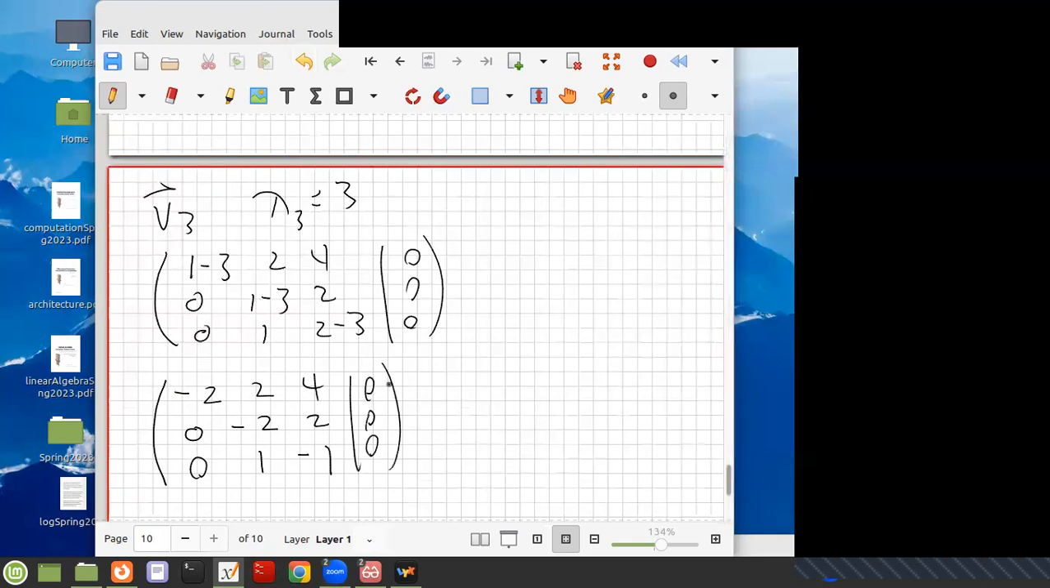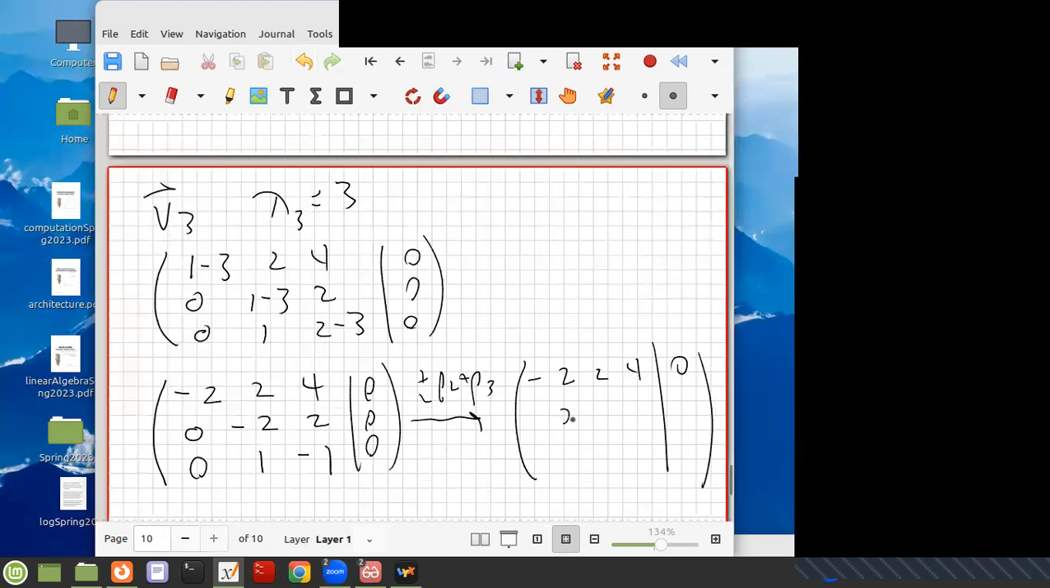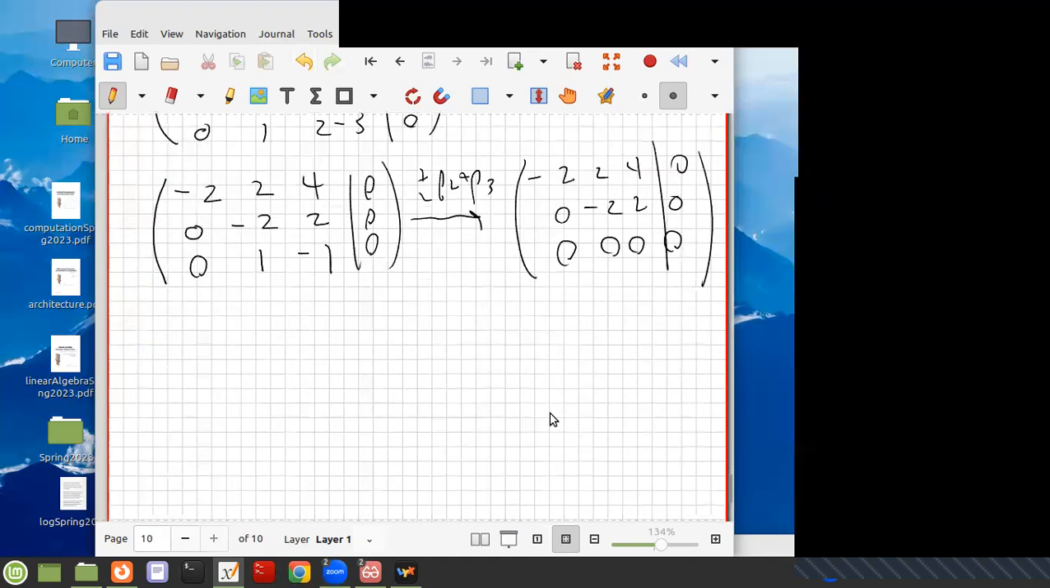Do you guys spot any errors? Okay, so this one, we do 1/2 row 2 plus row 3, minus 2, 2, 4, 0, 0, minus 2, 2, 0, and that's going to produce all zeros in the bottom row. And that's an echelon form.